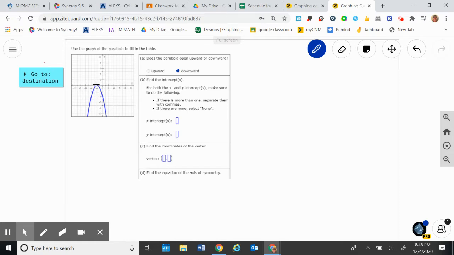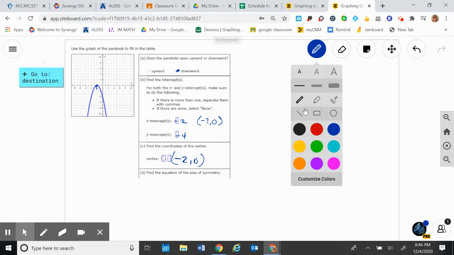So the x-intercept right here is hitting it at -2. (-2, 0) is really the point, but we just give the x coordinate rather than the whole thing, because we know the y is 0. On the y-axis, it's going through -4, so the y-intercept is -4. Find the coordinates of the vertex, and that would be (-2, 0). That's just asking you whether or not you know the word vertex. Find the equation of the axis of symmetry.